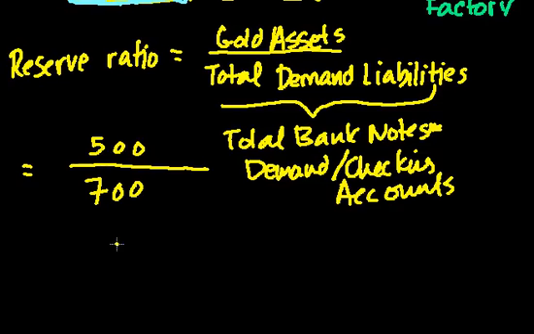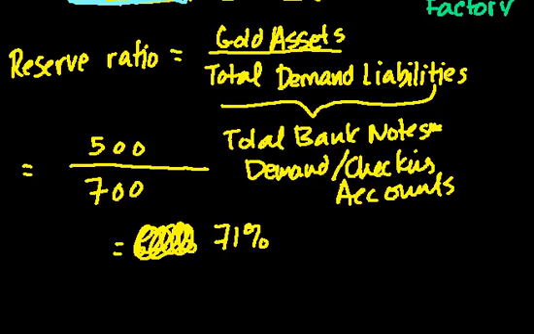So I don't know what 5/7 is. 7 goes into 5 how many times? About 62%, if I'm doing my mental math right. No, 7 goes into 50 seven times. 7 times 7 is 49, right? So it's like 71%. So that's its reserve ratio.